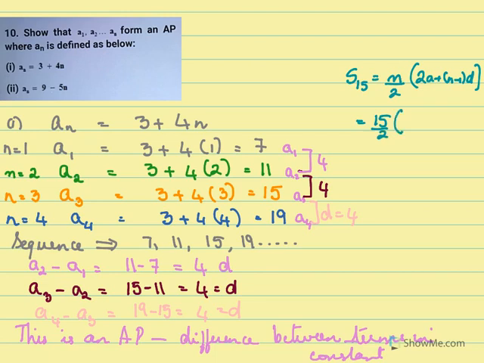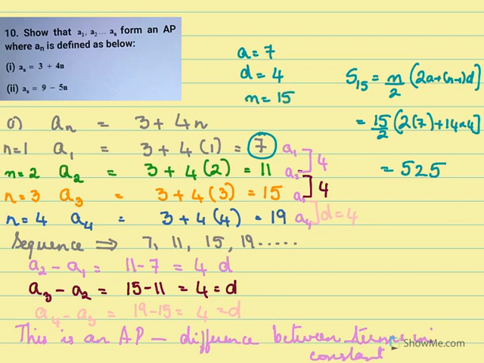15 over 2. The first term of this AP is 7, so 2 into 7, n minus 1 will be 14, and the d we saw is 4. You will calculate this, and on calculation of the first 15 terms, you will get the answer as 525. Here I repeat again, the a was 7, the d was 4, and the n was 15. Just put the values, you'll get your answer.